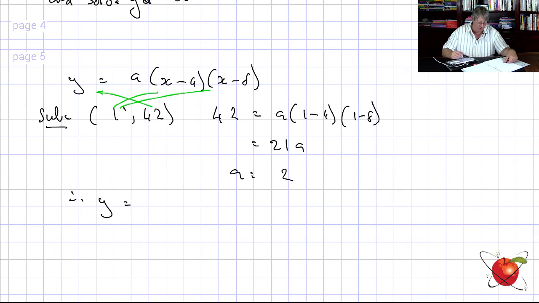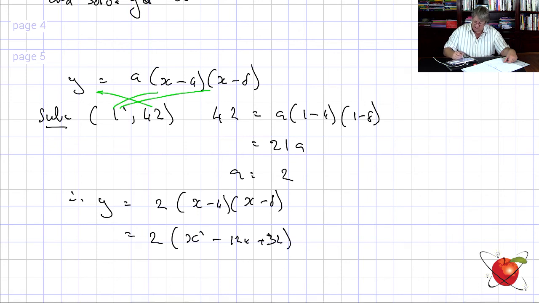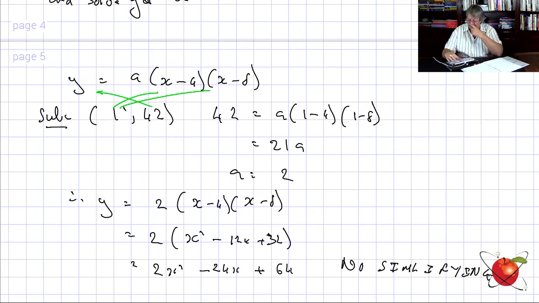Therefore, y is equal to 2 times x minus 4, x minus 8. Multiply that lot out. Minus 12x plus 4 8s are 32. And the final answer is going to be 2x squared minus 24x plus 64. No simplifying in that case.